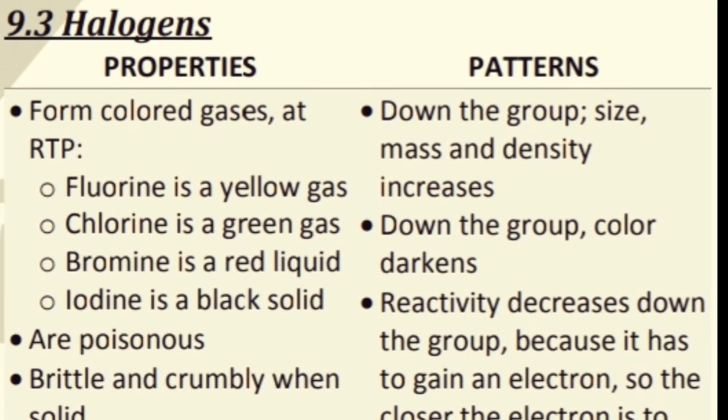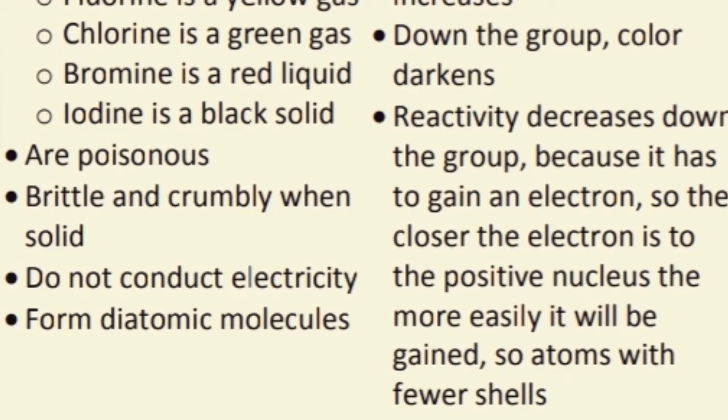Group 7 elements, the halogens, are poisonous gases. They do not conduct electricity. Also, these elements are diatomic in nature. Diatomic in nature means these elements exist in nature in the form of F2, Cl2, Br2, I2. In a covalent bond, two atoms combine together and exist like this. That's why we say they are diatomic in nature.